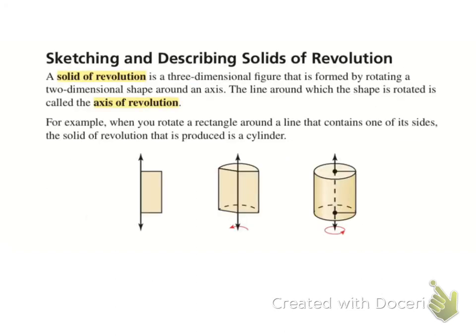Sketching and describing solids of revolution. A solid of revolution is basically, you have to think that you are given some 2-dimensional shape and you have to revolve it around some kind of axis, and then you have to imagine what kind of solid is forming. So a solid of revolution is a 3-dimensional figure that is formed by rotating a 2-dimensional shape, and the line across which it is rotated is called the axis of revolution. So let me show you.